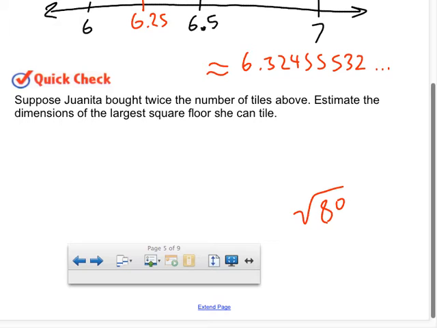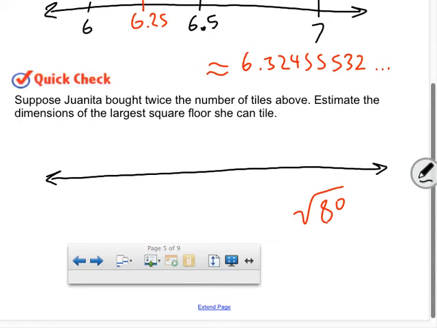Who can tell me what benchmarks we're going to use? I heard 81, and I agree. So the square root of 81 is what? 9. And what's the other one? 72? What's the square root of 72? Square root of 64. And then what's the square root of 64? It's going to be 8. What's halfway between 8 and 9?